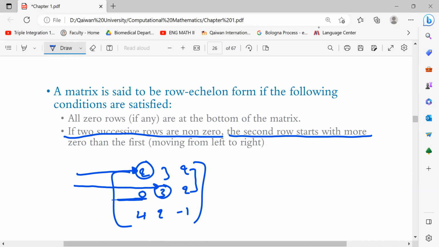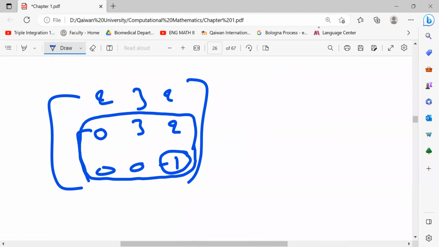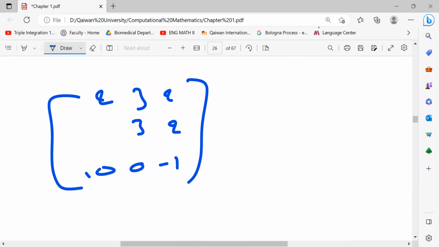Okay, so it starts with more zeros than the one above. And here, if we have 0, 0. How about this one? It's okay. It starts with a non-zero here. Okay. For these two rows, these two are successive rows. These two are successive rows. These are two successive rows. As you see, the second row starts with more zeros than the first one.